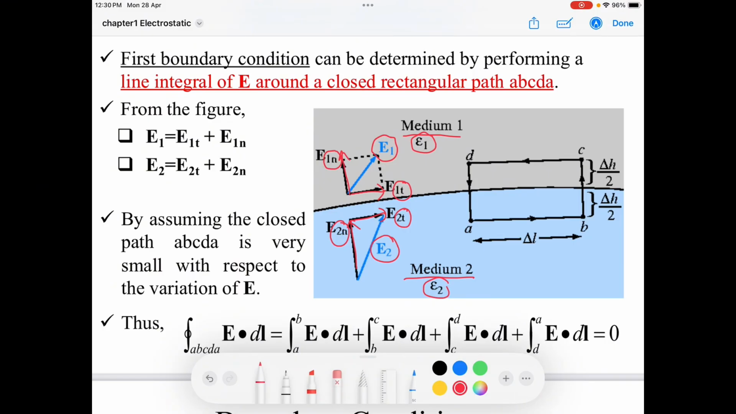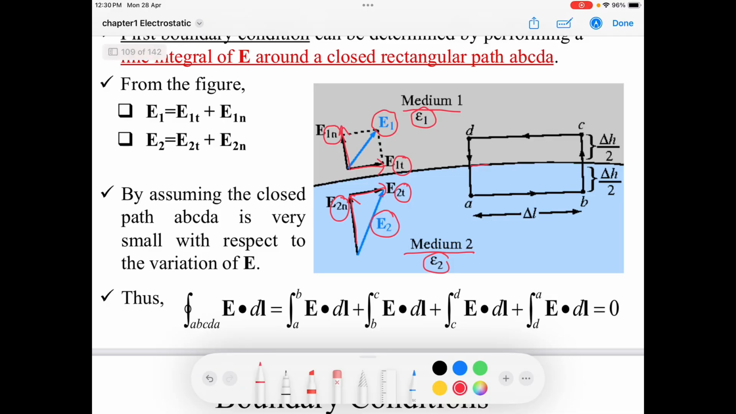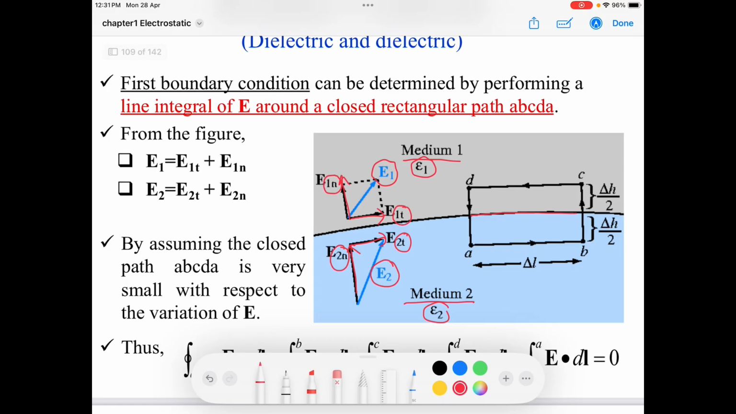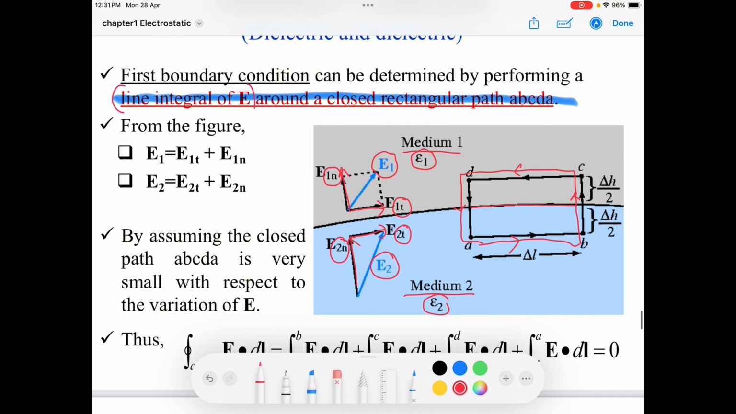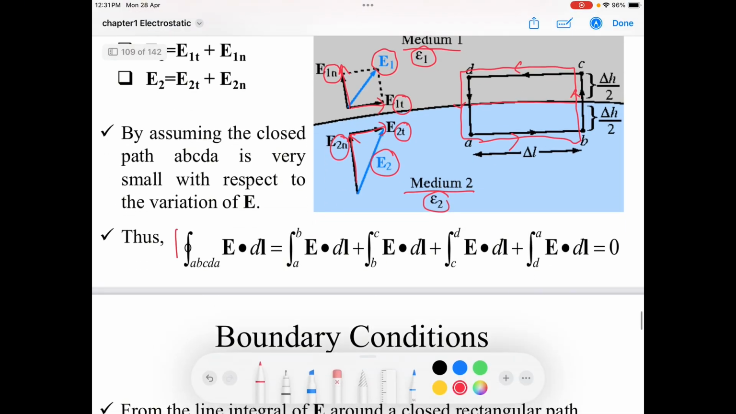In order to define the conditions of the electric field at the boundary, we have to apply line integrals of the electric field around a closed rectangular path A, B, C, D, A. I hope you can find this A, B, C, D, A. It's a closed loop, so you are going to integrate around this closed loop. This is a line integral.